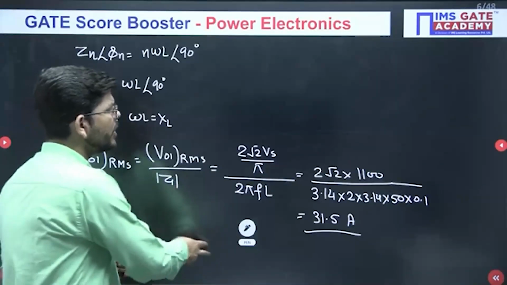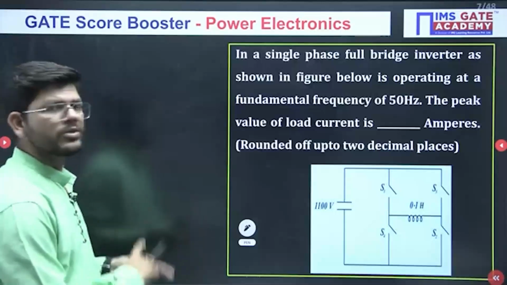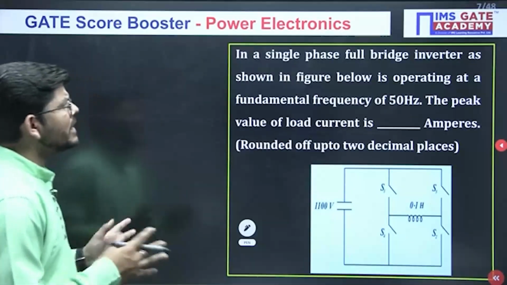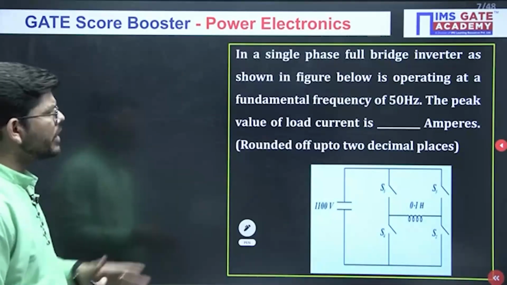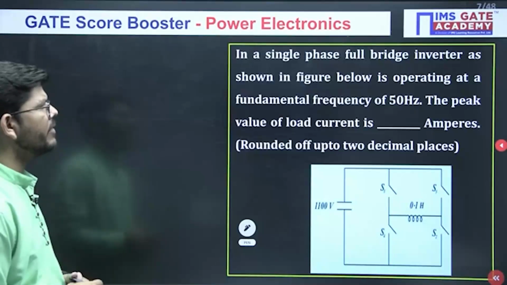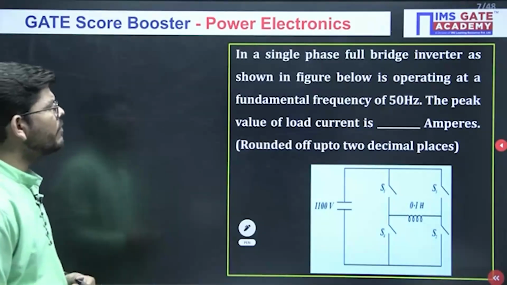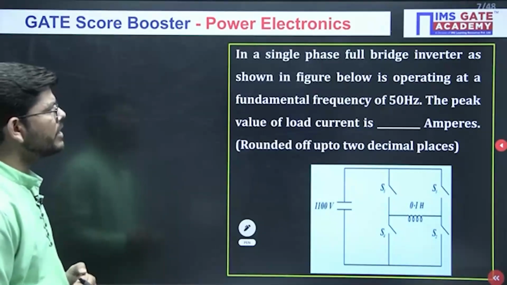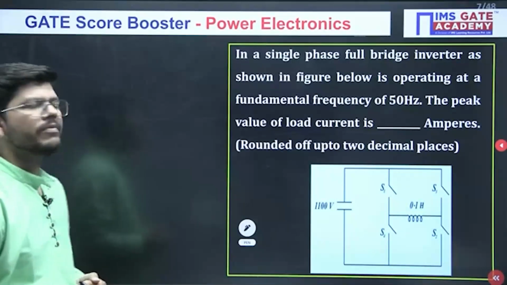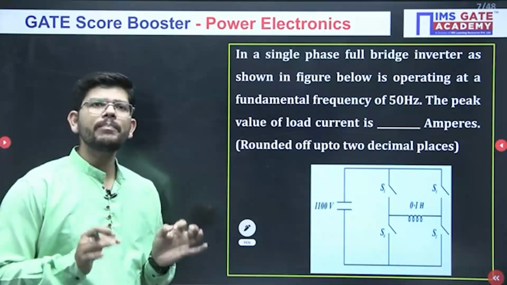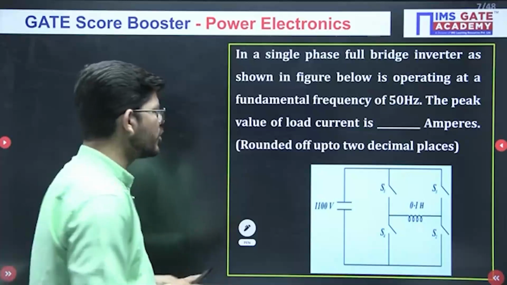Now, moving towards the next question. So this is my next question. In a single phase full bridge inverter as shown in the figure, same circuit we have again, operating at a fundamental frequency of 50 Hz, the peak value of load current will be. What will be the peak value of load current? This is what you have to calculate.